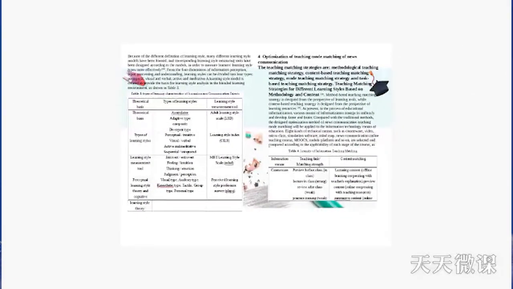Because of the different definitions of learning style, many different learning style models have been formed, and corresponding learning style measuring tools have been designed according to the models, in order to measure learners' learning style types more effectively. From the four dimensions of information perception, input, processing and understanding, learning styles can be divided into four types: perceptual, visual and verbal, active and meditative. A learning style model is created to provide the basis for learning style analysis in the blended learning environment, as shown in Table 3.